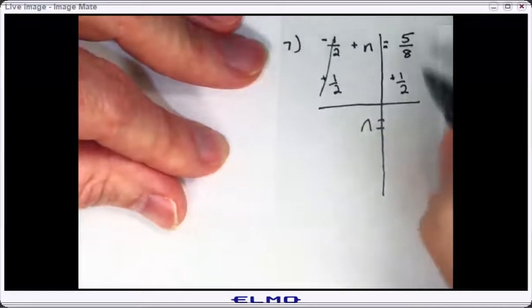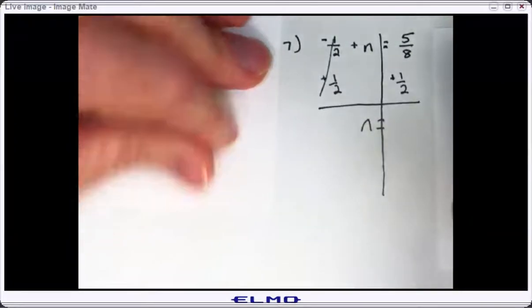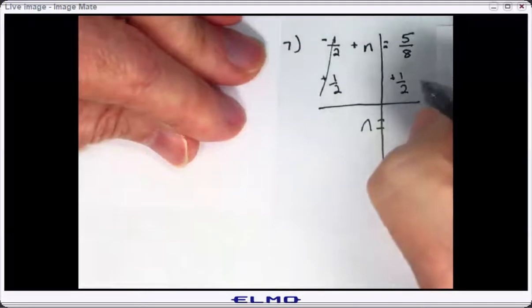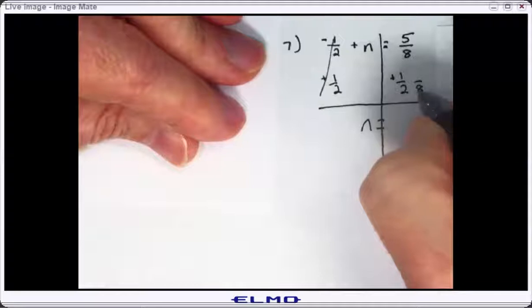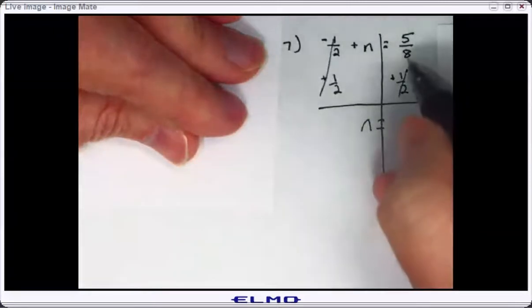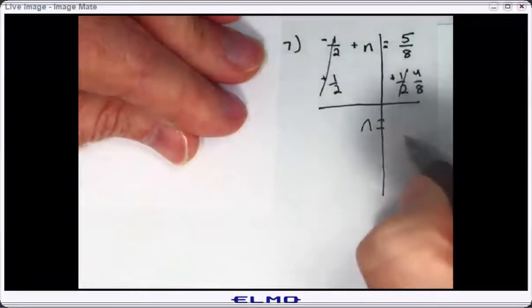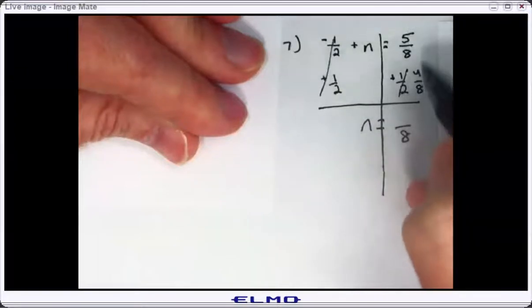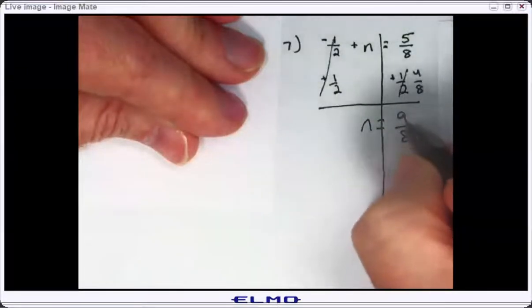Now, if you put this in your calculator, that's fine. But if you do it on paper, you have to get a common denominator. The common denominator is 8. 2 times 4 on the bottom is 8. 1 times 4 on top is 4. So 1/2 becomes 4/8. And now I can add them. When you're adding fractions with a common denominator, you keep that common denominator and you combine the numerators. 5 plus 4 is 9.